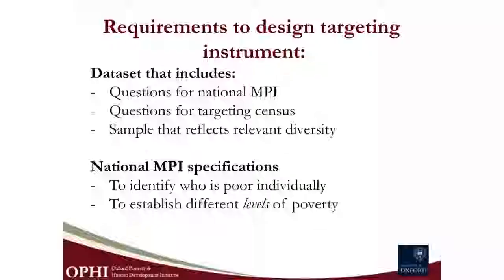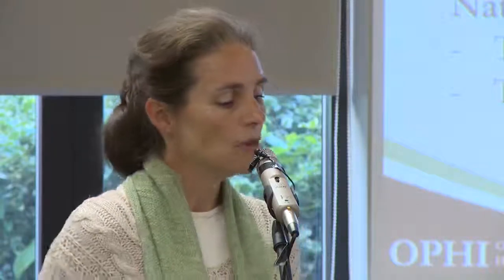So I already said, to design an instrument, ideally you'd have a data set that included both the sample and the census questions, and that also adequately reflected the diversity of different groups, because the targeting parameters might differ for different groups across societies. And you would also need the national MPI or the anchor measure specifications, both to identify who is poor individually, but also to establish different levels of poverty across the country. And we'll talk about that separately.